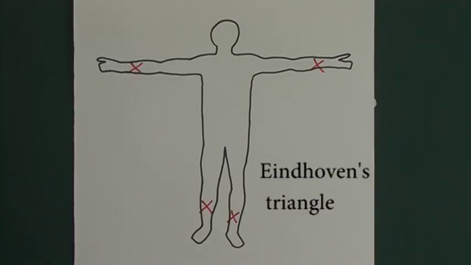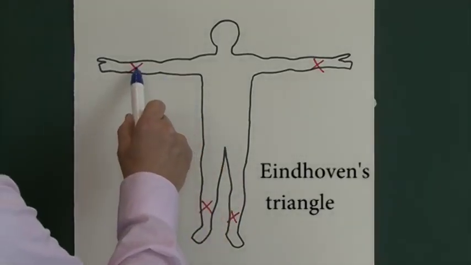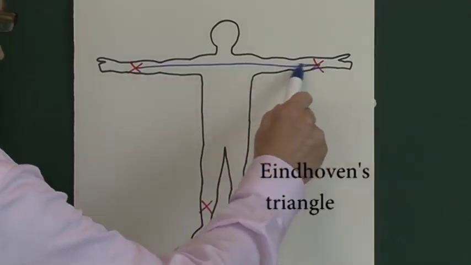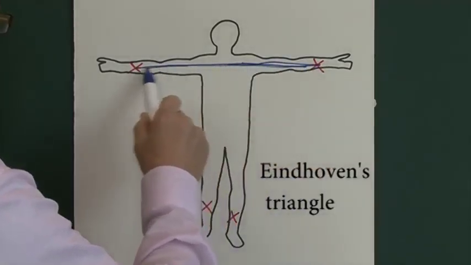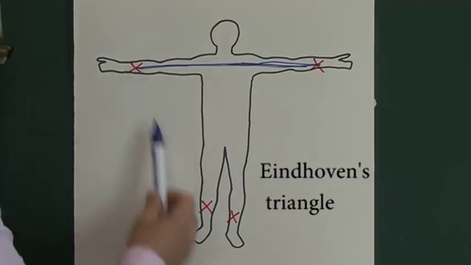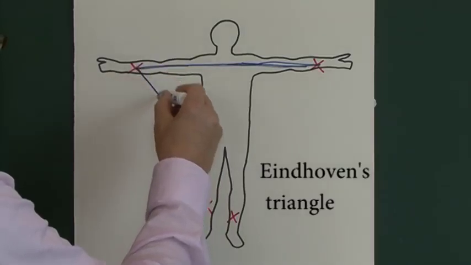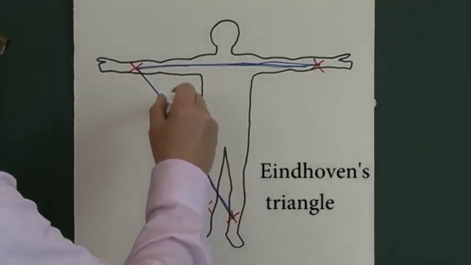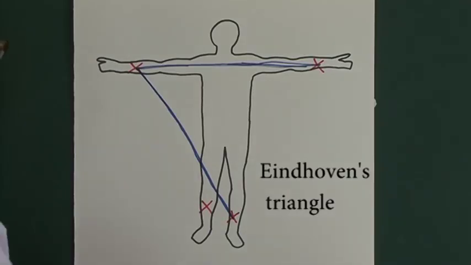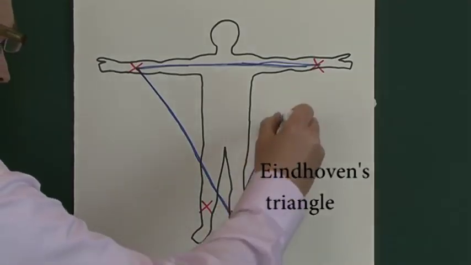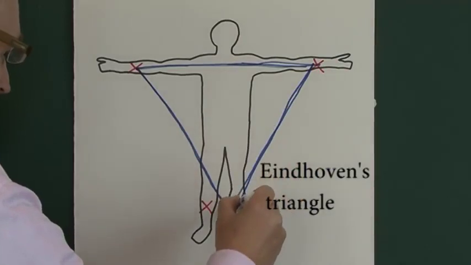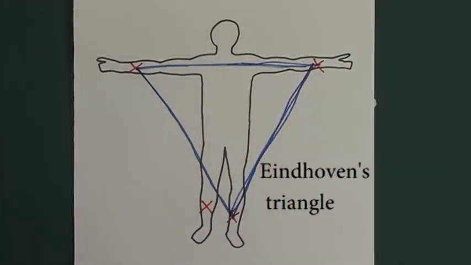And Einthoven's triangle is just that, it's a triangle. There's an imaginary line going from there to there like that. That's one side of the triangle. There's another line going from here down to the left leg, down to the foot, which is there like this. And there's another imaginary line of the triangle going up here to the left arm. And as you'll notice, the right leg is ignored altogether.